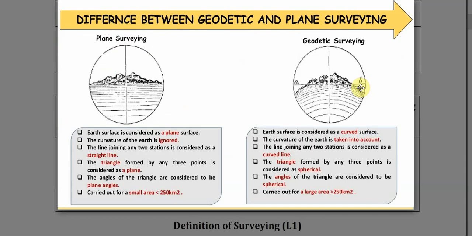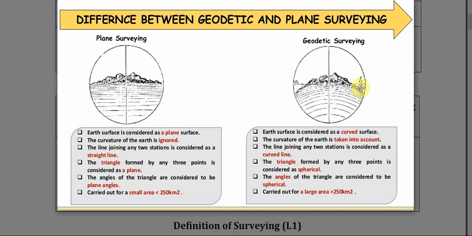In plane surveying, Earth surface is considered as plane, curvature of Earth is ignored, and line joining any two points is considered as straight line. Any triangle formed by 3 points is considered as a plane triangle. So all the angles in a triangle are considered to be plane angles. Now, if the surveying is carried out in a smaller area, say less than 250 square kilometers, then you can safely assume it as plane surveying.